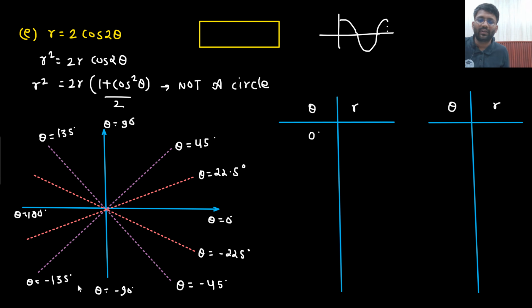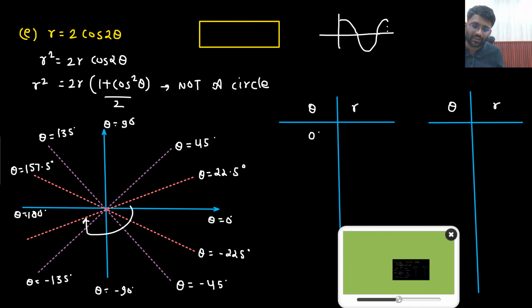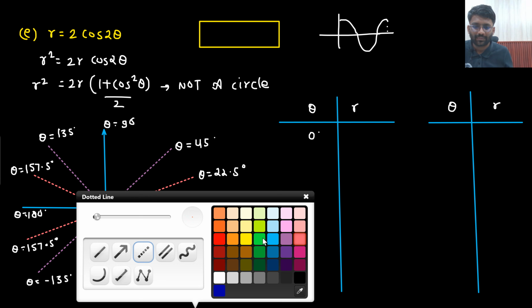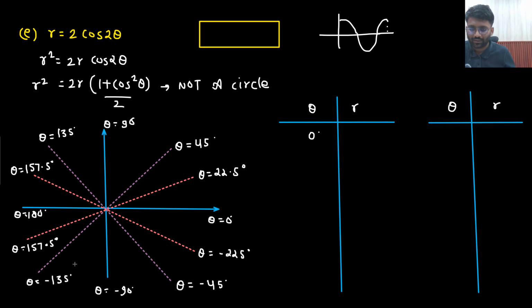Between 135 and 180, what will come? What will be the angle? The angle will be 157.5 degree. So in the clockwise direction, it will be minus 157.5 degree. And some angle between 90 and 45 also I want to take. So some angles here also I want to take, and along with that, here also I want to take some angle.